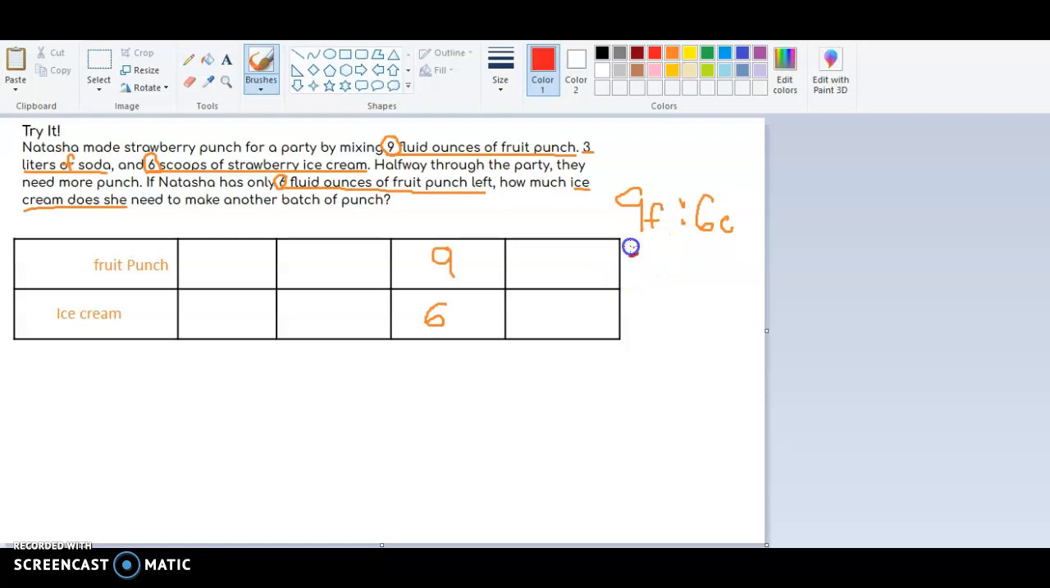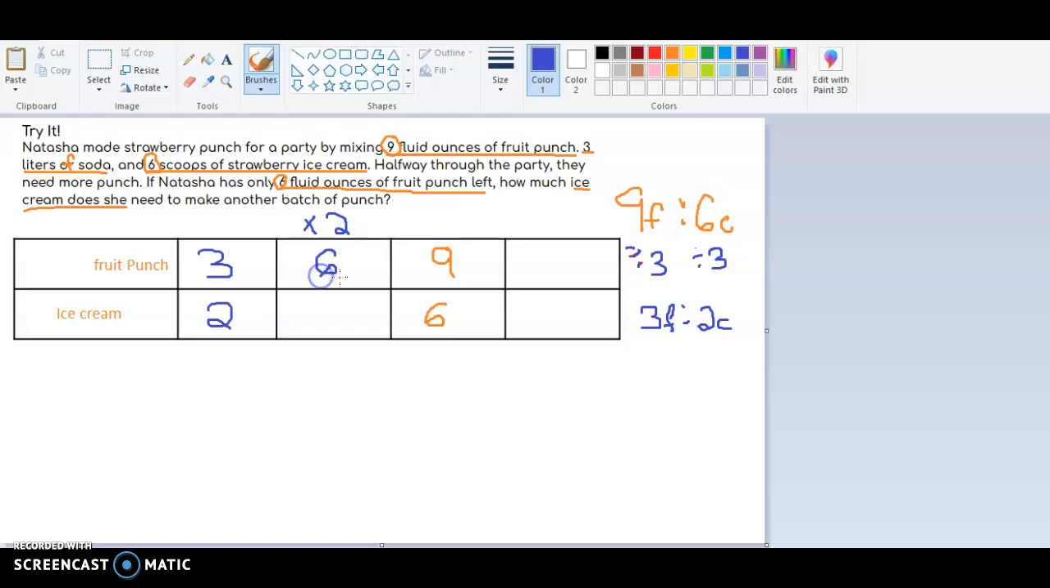Okay? So I'm going to divide them both by 3. Pick blue so you can really see what I'm doing. I'm going to divide these both by 3 because I want to reduce it to get the smallest ratio I can. Okay, so 3 fruit punch ounces to 2 scoops of ice cream. Okay, and I'm going to go ahead and put that in here. 3 to 2. Okay, if I'm looking at here, if I need to get to 6 fluid ounces, I could just multiply this times 2.